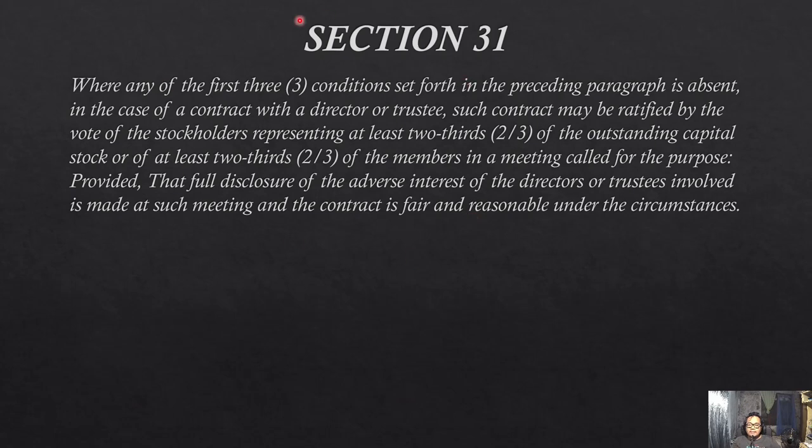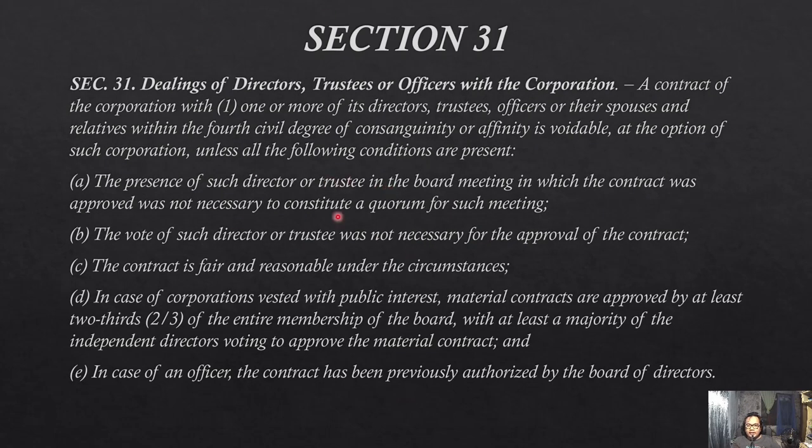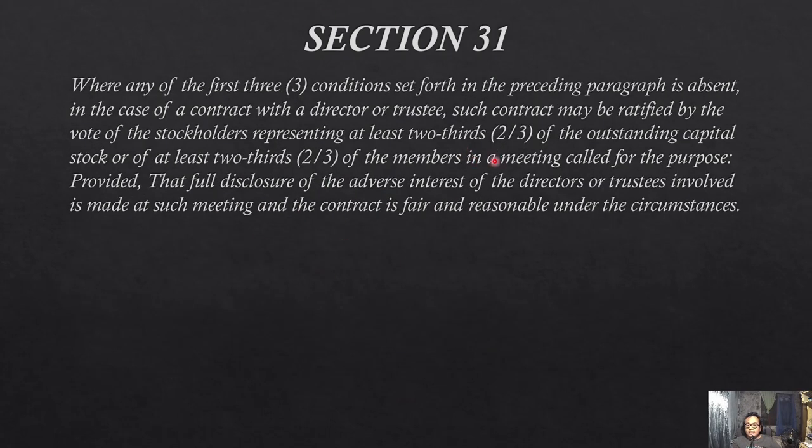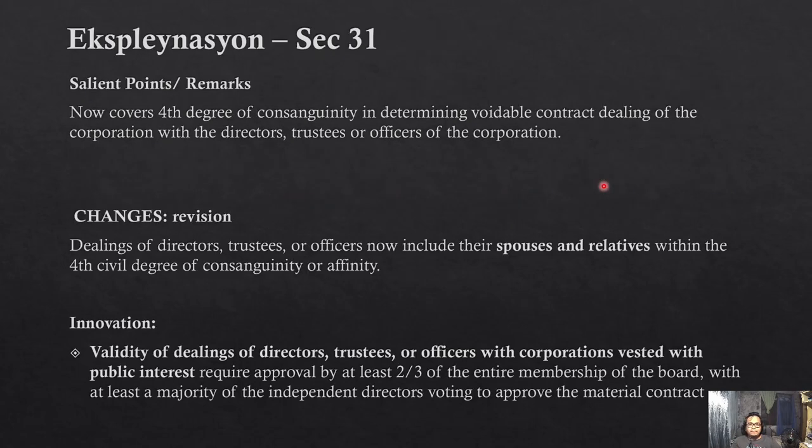So, sabi dito sa second paragraph, when any of the three is not present, then pwede siyang ma-ratify in a meeting specially called for that purpose ng at least 2/3 ng outstanding capital or 2/3 ng members. Full disclosure, adverse effect, and okay. Ito, salient points. Now covers fourth degree of consanguinity in determining voidable contract dealing of corporation with directors or trustees.